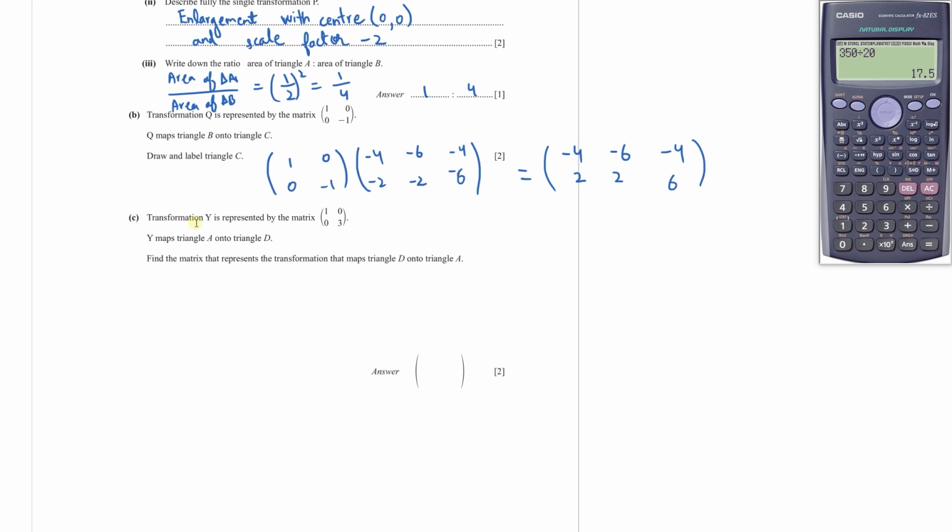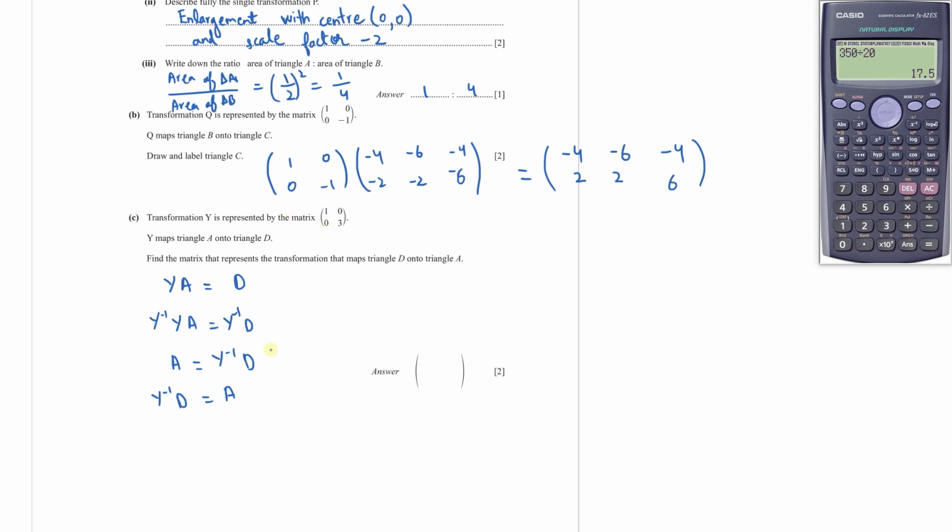Part C: the transformation Y is represented by the matrix (1, 0, 0, 3). Y maps triangle A onto triangle D. So Y times A gives triangle D. Find the matrix that represents the transformation that maps triangle D onto triangle A. So to get A on this side, I will multiply by Y inverse on the left side on both sides of the equation. Y inverse times Y is the identity matrix, which leaves A here, and Y inverse D. So Y inverse, when applied to D, maps triangle D onto triangle A.